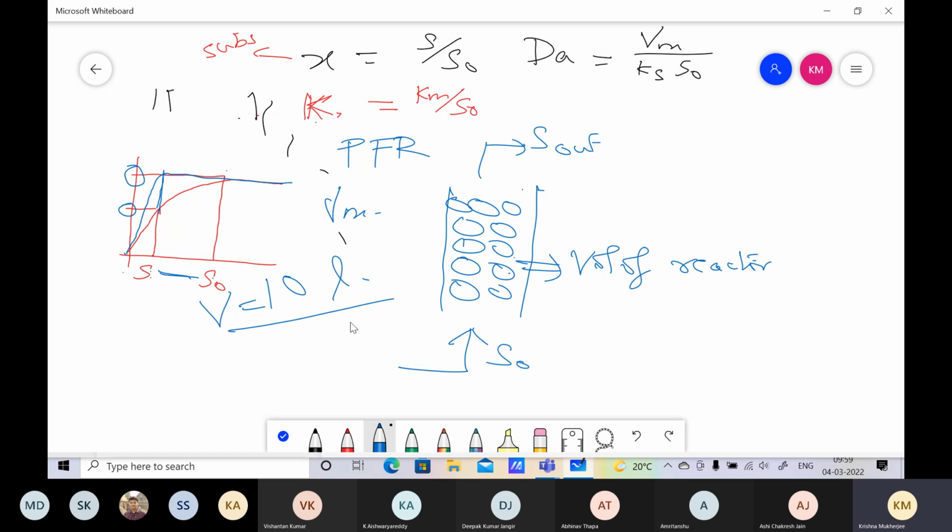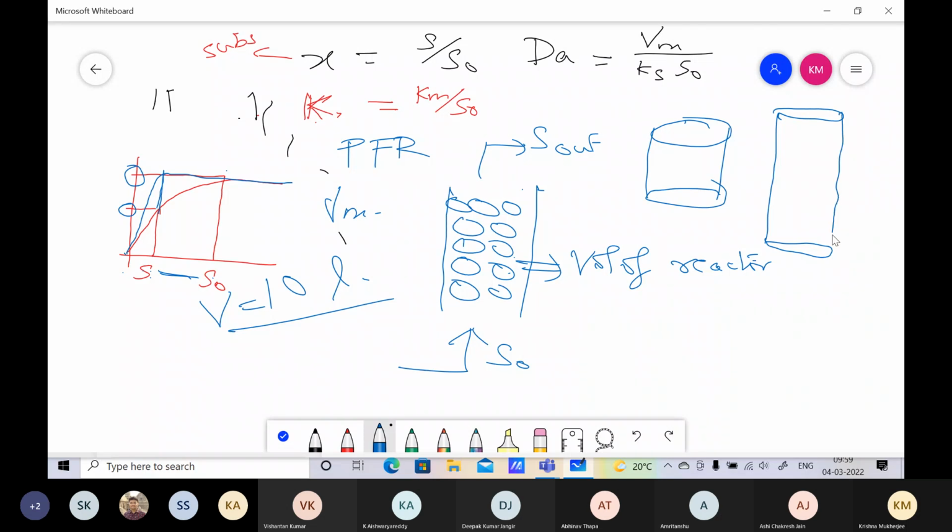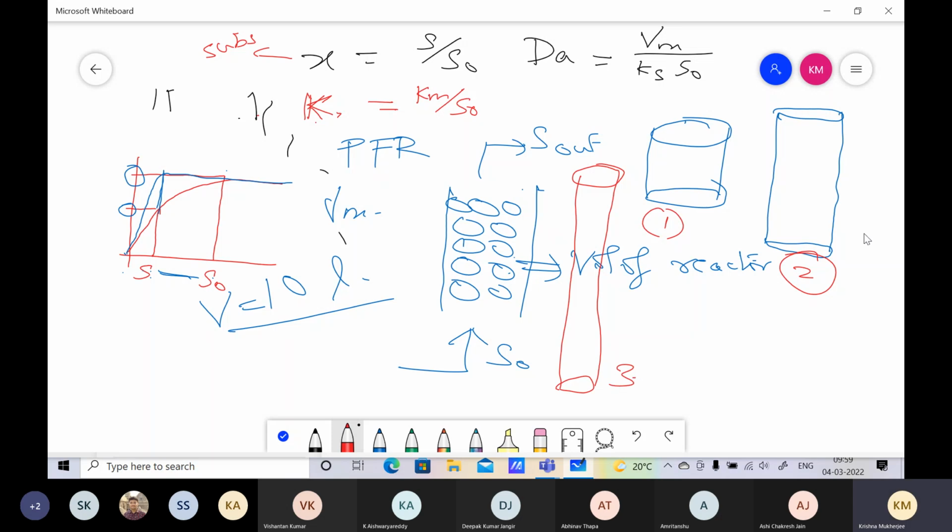Now the question is, what kind of 10-liter tank? This is also a 10-liter tank, and this is also a 10-liter tank. Which one will I choose, one or two? When will I choose one, and when will I choose two? Or why not a tank like this, or three? Which one would you choose? Let us end the class at this point. All of them are 10 liters, and all of them are packed with beads. What is the trade-off involved in this tank versus this tank versus this tank?